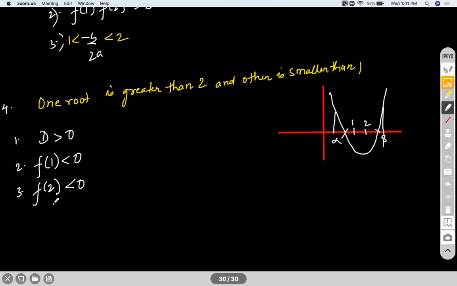F of 1 is 3 though. F of 1 is 3? Yes, sir. So basically, such a situation is not possible? Because this itself is a null set. A null set intersection with all the sets will make it a null set. No such m exists.